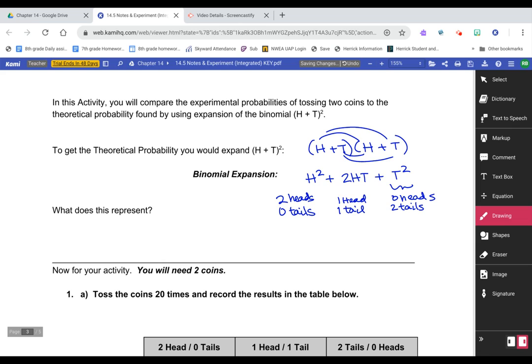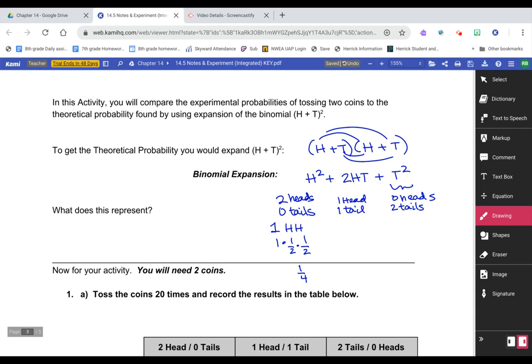Now, what each of these means is that if we have h squared, the probability, and there's technically a 1 in front. So this would be 1 times the probability of getting heads on a coin, which is 1/2. Probability of getting heads again is 1/2. So this multiplies to give you 1/4. You have 1/4 the probability of tossing 2 coins and getting 2 heads.